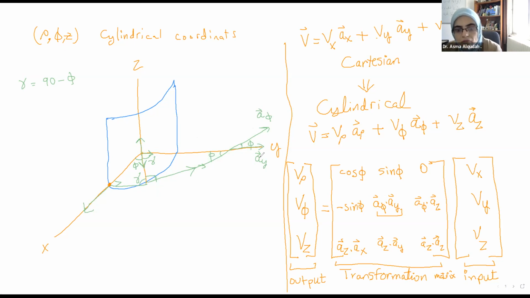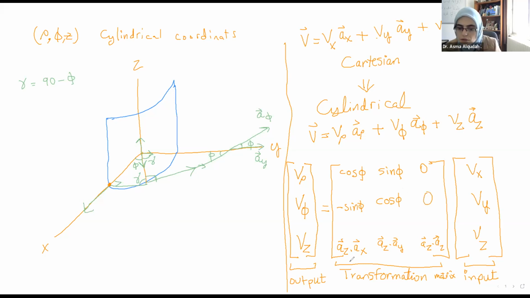So now we have a sub y and a sub phi. The angle between them is phi. So the dot product is cosine phi. The dot product between a sub phi and a sub y is equal to cosine phi. So this is cosine phi. Now the last entry is a sub phi and a sub z. Phi and z are two main coordinates in the cylindrical system, and they are always perpendicular to each other. So the dot product between them should equal 0. So this is 0.